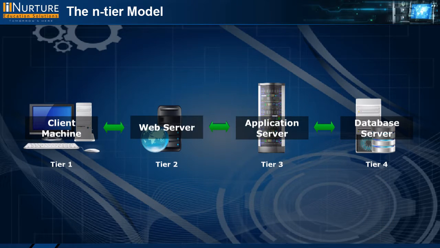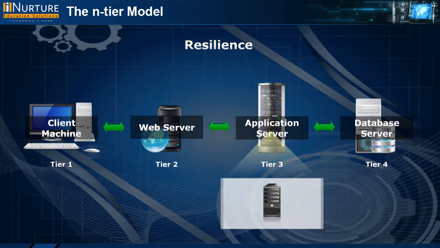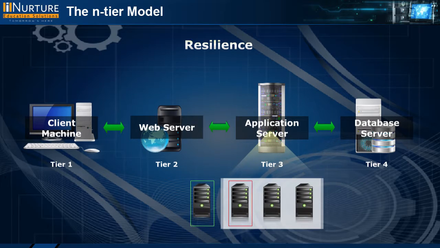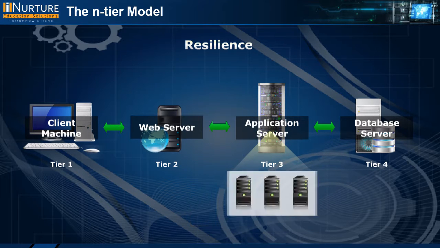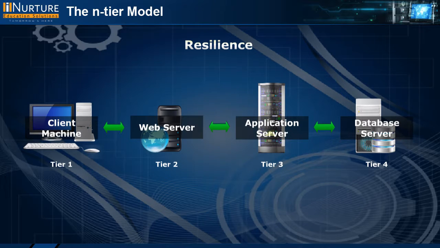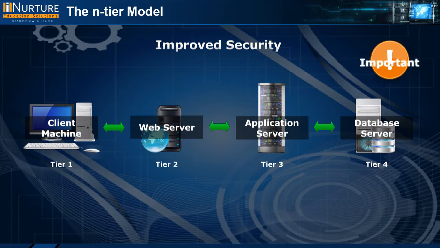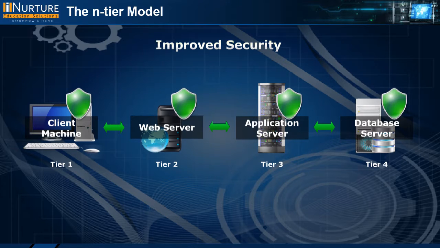An N-tier model is a resilient model. Robust backup measures can be implemented. For instance, if one server within the application tier fails, another backup server can be brought into action, which can provide the same functions. One of the most important advantages is the improved security measures that can be applied to the tiers.